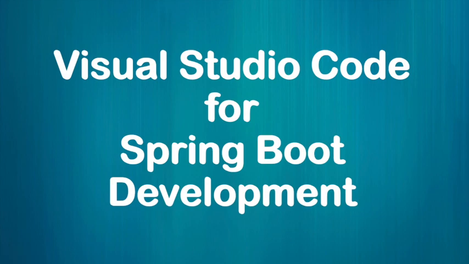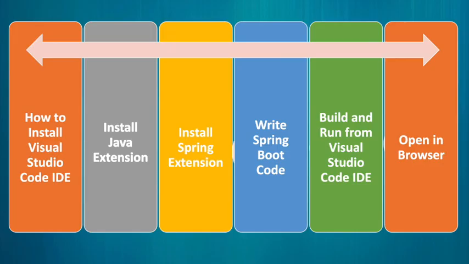In this video, I am going to show how easily we can develop any Spring Boot application with the help of Visual Studio Code IDE. First I will show how to install the Visual Studio Code IDE. Then what are the prerequisites to start the code for Spring Boot. So we will install some Java extension and Spring extension. Then I will write the code, and also I will show you how easily you can build and run the code with the help of the Visual Studio Code IDE, and then we can test our code in the browser.